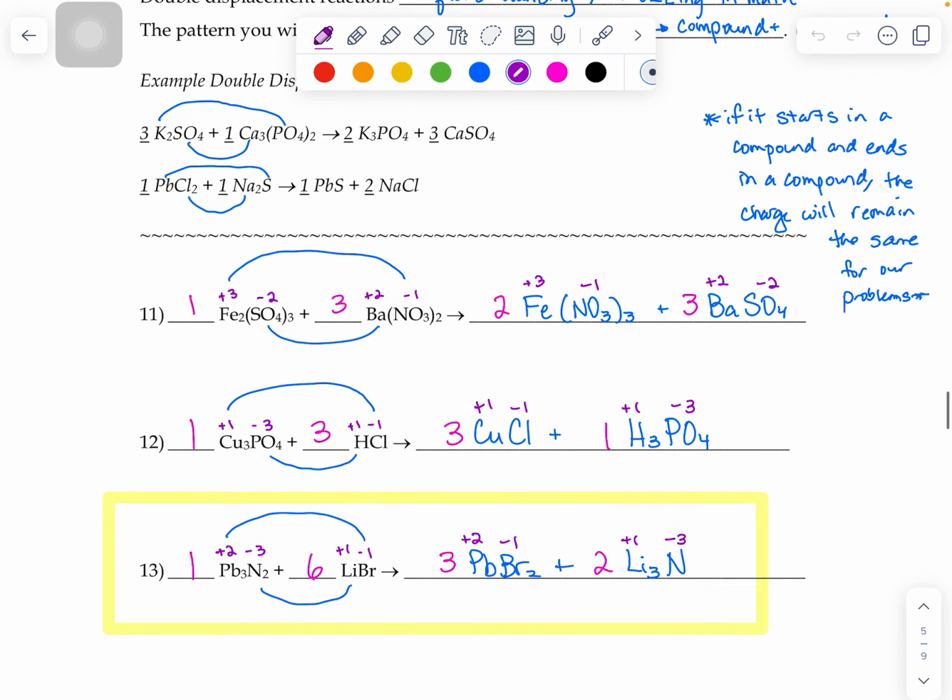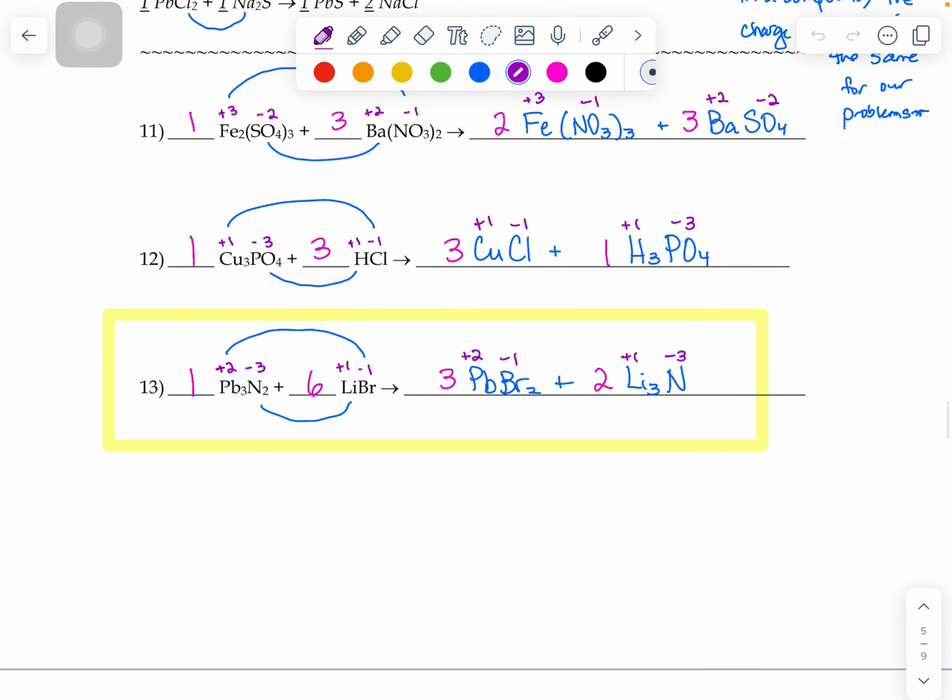Double displacement reactions are where we're going to swap partners. So the lead is going to go with the bromide, and the lithium is going to go with the nitride. There's multiple kinds of lead. There's the +2 kind and the +4 kind. We know we've got the +2 kind based on how many leads are needed to balance out the charge on the nitride side. So +2 lead with bromide -1, we get PbBr2. When our lithium +1 goes with nitride -3, we'd get Li3N. And then we'd have to balance the reaction overall using our pink coefficients, 1, 6, 3, and 2.